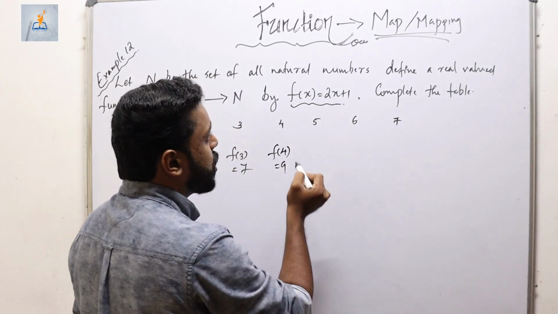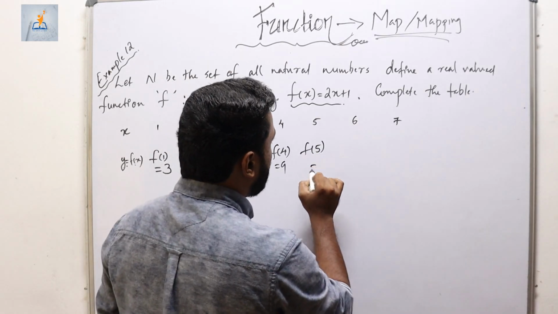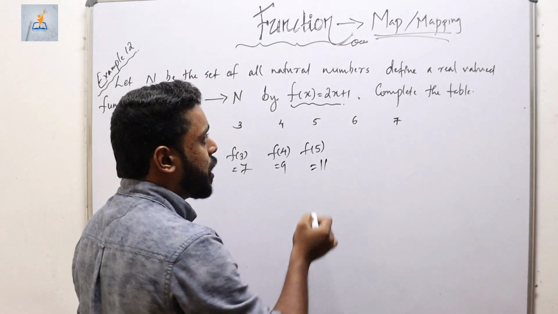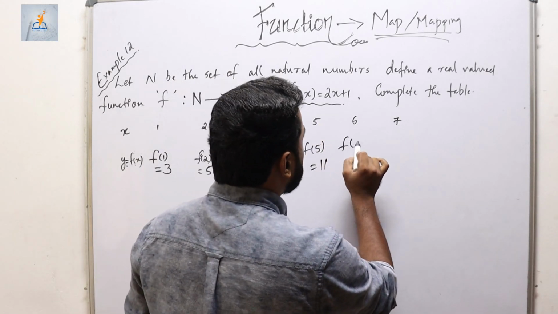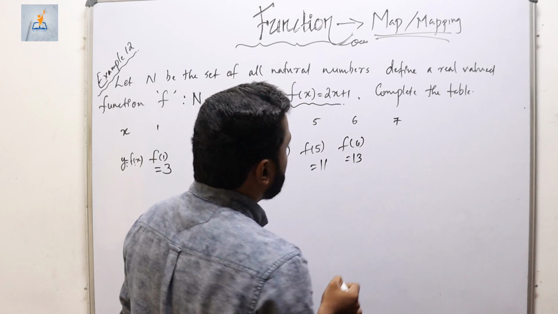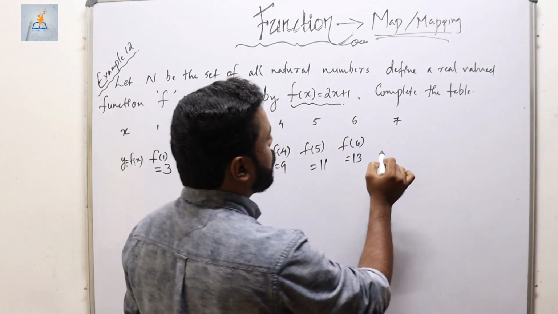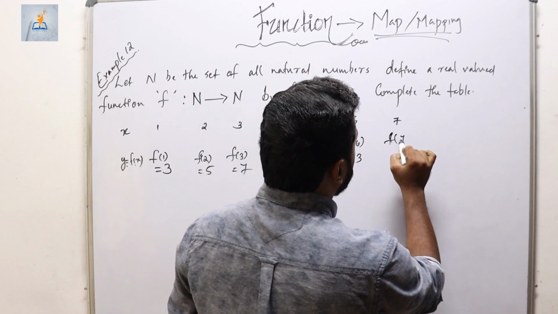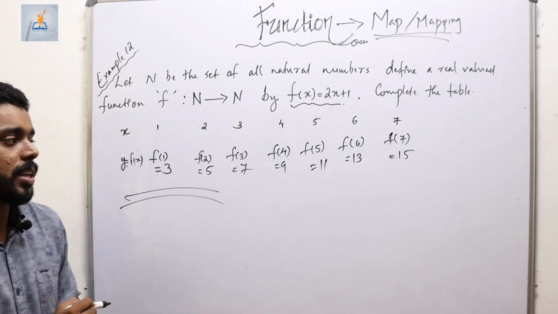Now f of 5 is equal to 2 into 5, 10. 10 plus 1, 11. So f of 5 is equal to 11. Now f of 6 is equal to 2 into 6, 12. 12 plus 1, 13. So f of 6 is equal to 13. Now f of 7 is equal to 7 into 2, 14. 14 plus 1, 15. So f of 7 is equal to 15. So this is the completed form of the table.